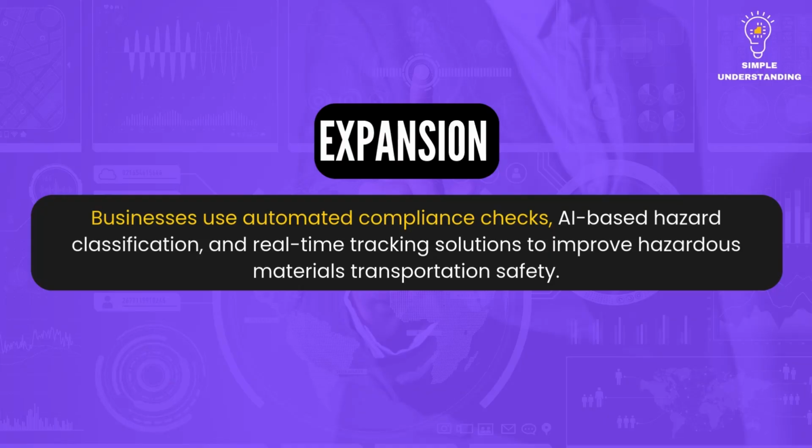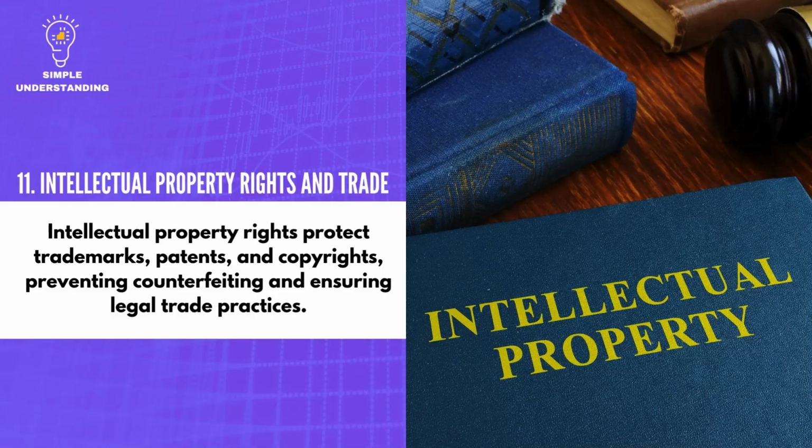Expansion: businesses use automated compliance checks, AI-based hazard classification, and real-time tracking solutions to improve hazardous materials transportation safety. 11. Intellectual property rights and trade. Explanation: intellectual property rights protect trademarks, patents, and copyrights, preventing counterfeiting and ensuring legal trade practices.